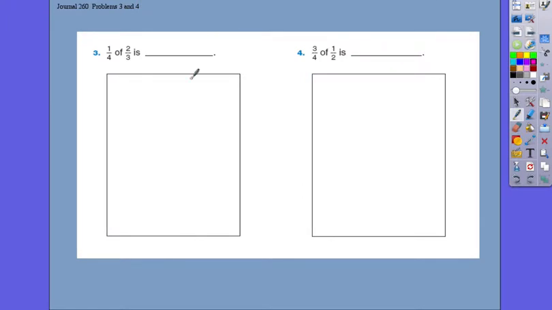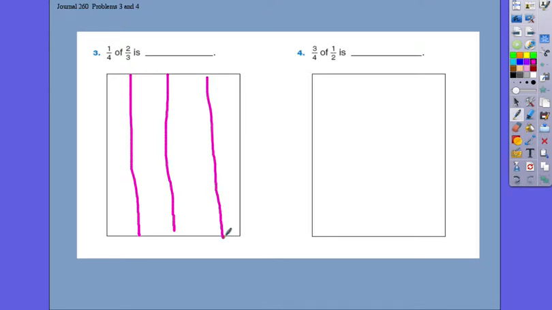All right, taking a look at some more examples. 1/4 of 2/3. So first off, I'm going to make my vertical lines. Remember, vertical go up and down. So I'm going to make 4 equal groups here. And I'm going to go ahead and fill in 1 of the 4.